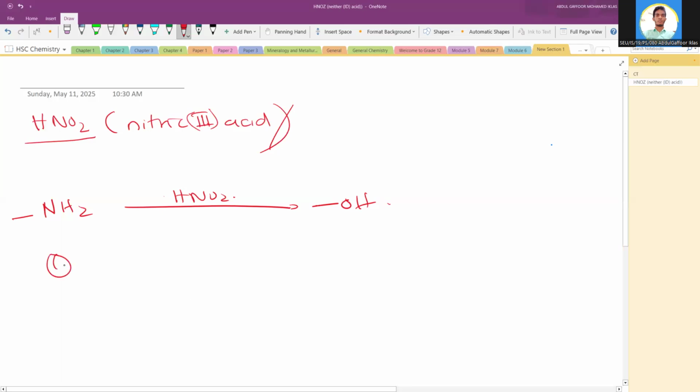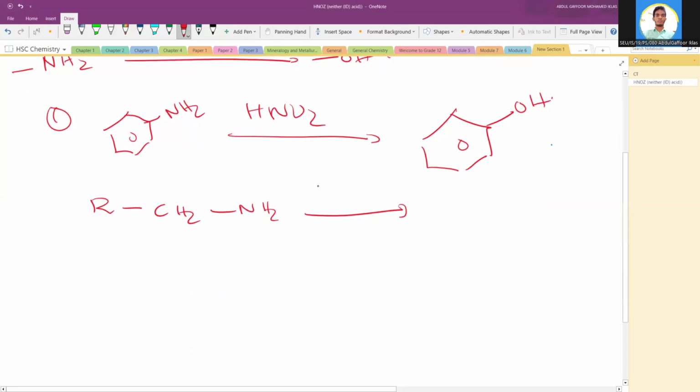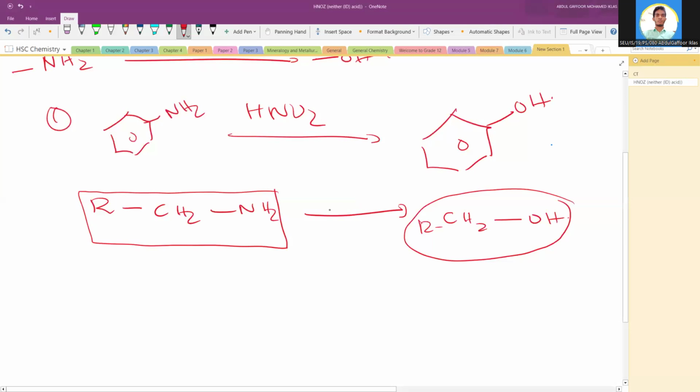For example, if you have benzene NH2, and in a conversion you want to form OH, simply you have to put HNO2, right? Simply HNO2. And let's say we have RCH2NH2, and now in the answer you have to convert it to RCH2OH. If you encounter this one in the question, you have to think what you can put. You can simply put HNO2.